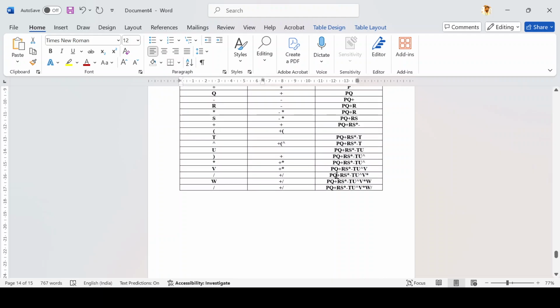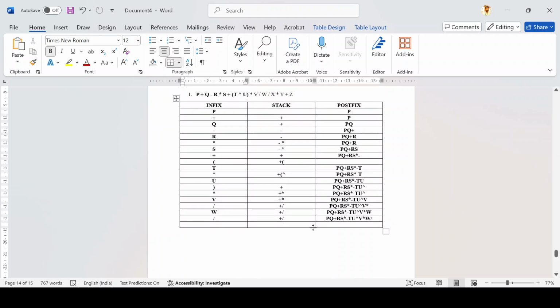Then we have an X. Straight away we will give it to the final expression. Then we have a multiply. Once again in the stack we have a plus and division. The incoming operator has equal precedence with the division. When both are equal precedence, pop the top of the stack, then repeat the same step.